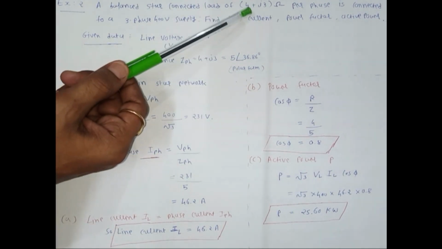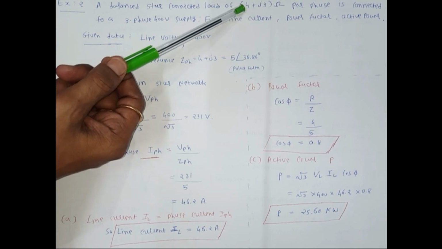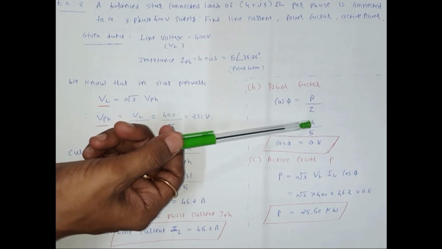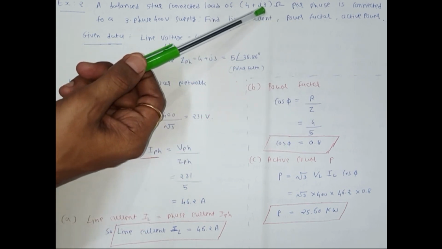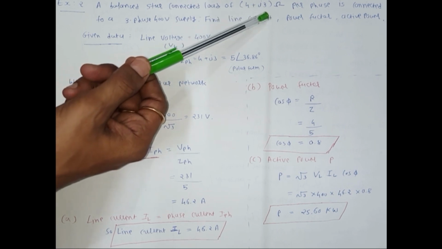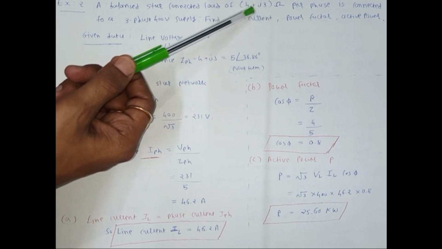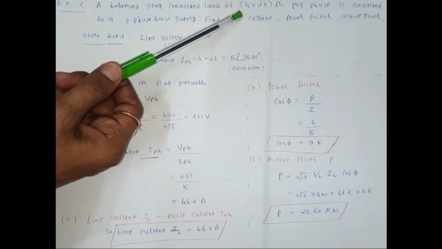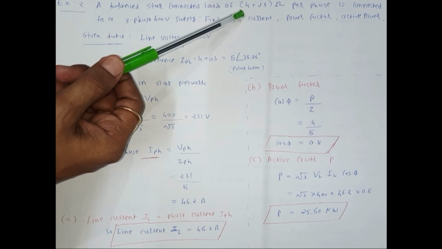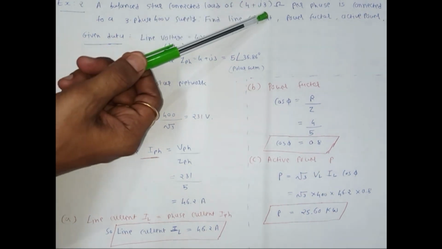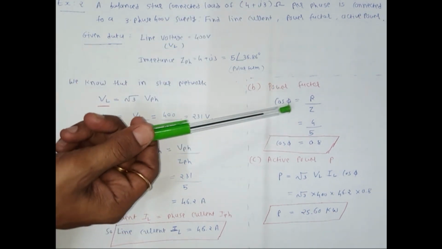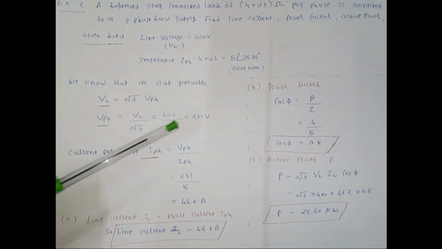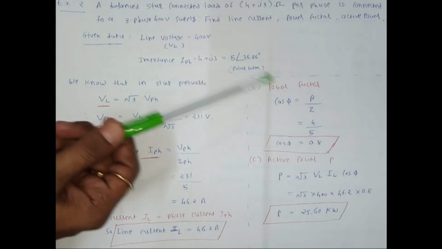By comparing with the impedance Z equals R plus jXL, 4 is nothing but the resistive part and 3 is XL, the reactive part. If we compare 4 plus j3 equals R plus jX, then we have R equals 4, the resistance of this phase winding, and 3 is the reactance. So R equals 4 and Z equals 5, because the magnitude of impedance is 5.